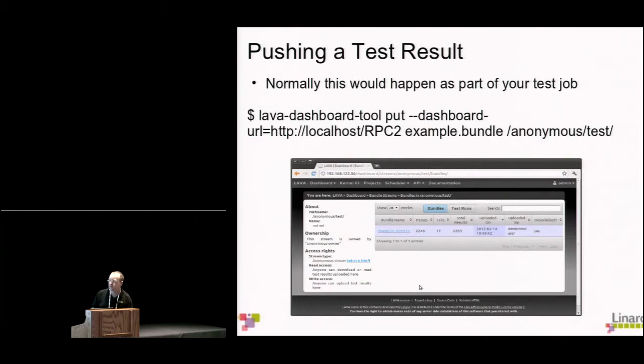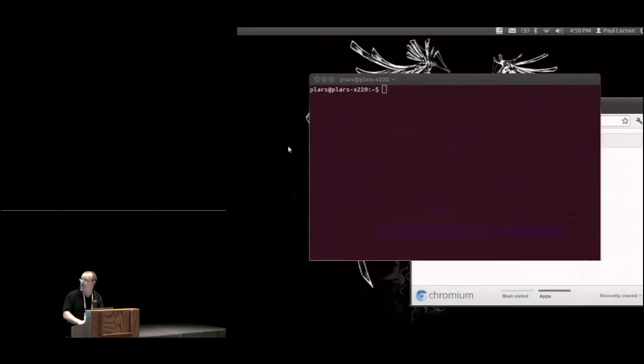So, pushing a test result. The next thing you want to do is actually have a test result in the system. I'll show you this in just a second. What you would do is run lava-dashboard-tool, give it the URL, and give it the bundle that you want to submit. So let me try to break the cardinal rule of presenting and actually run a demo of this.